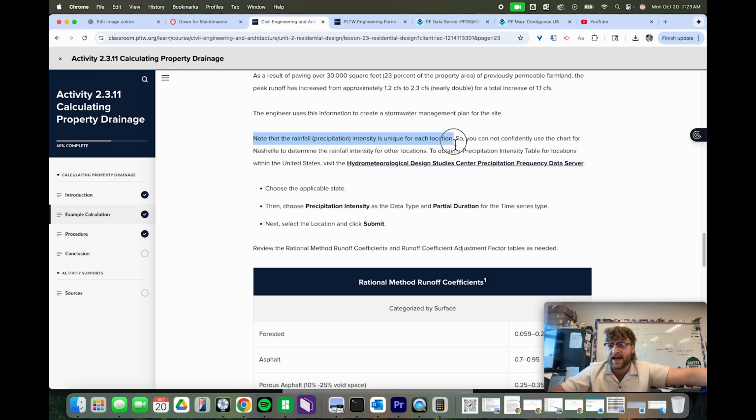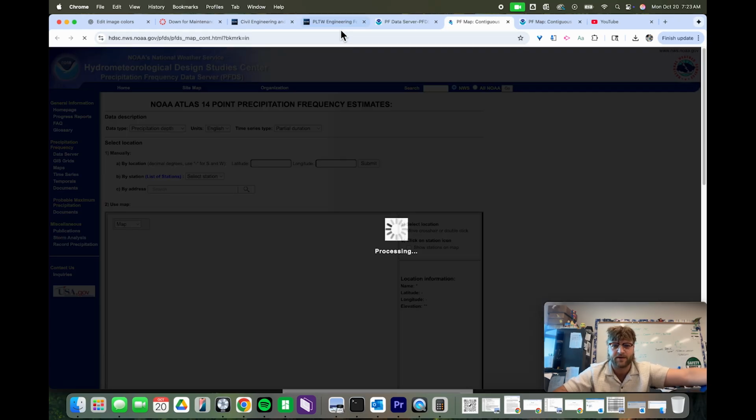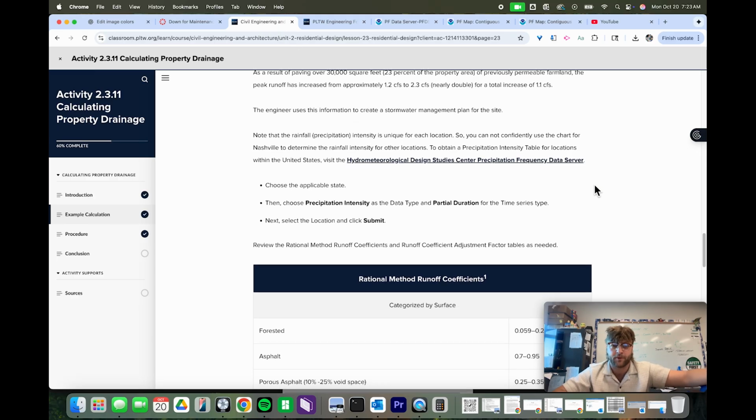Do note that the rainfall intensity is unique for each location, right? For a lot of the problems that we've done so far, it has been calculated out for Nashville, Tennessee. So you cannot confidently use charts for Nashville to determine the rainfall intensity for other locations, such as where our affordable house is going to be placed. It's in Noblesville, Indiana, right? And so we're going to need to actually reference this site next for Indiana whenever we get through our actual calculation of our affordable home.